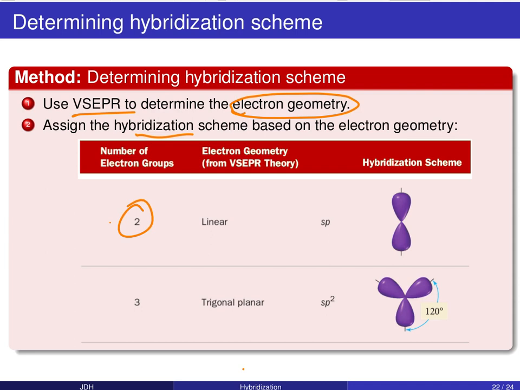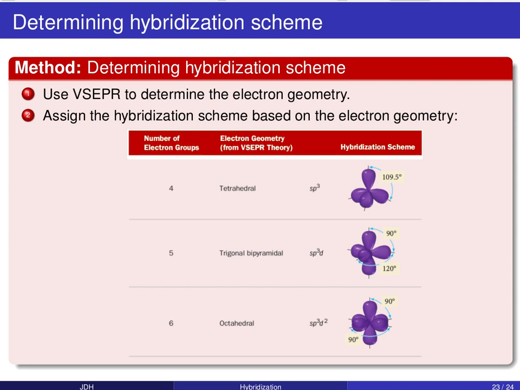If you have 2 electron groups, you're going to make a linear molecule, you need sp hybridization. If you have 3 electron groups, you're going to have a trigonal planar electron geometry from VSEPR, and an sp2 hybridization scheme. And of course, it just continues in this way. 4 electron groups, you're going to have a tetrahedral electron geometry, and you're going to need sp3 hybridization. 5, trigonal bipyramidal, sp3d. 6, octahedral, sp3d2.